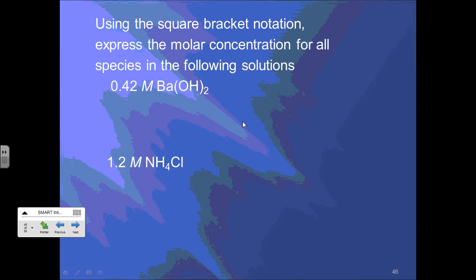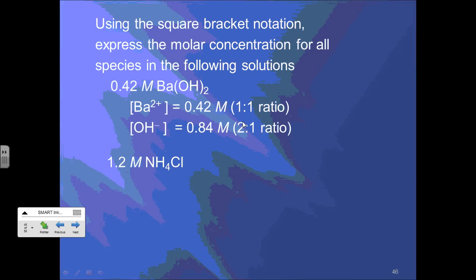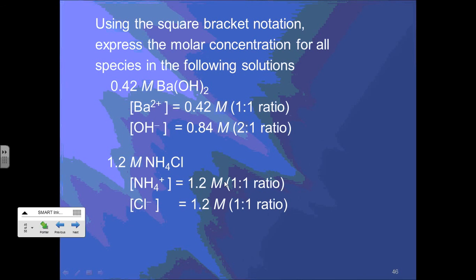Using the square bracket notation, we can express the molar concentration for all species in the following solutions. Barium 2 plus would be 0.42, whereas the hydroxide ion would be 0.84 because there are 2 respective constituent ions. In the case with the ammonium chloride, ammonium would be 1.2 molar because there's a 1-to-1 ratio, and then the chloride ion would be a 1.2 molar concentration because it's a 1-to-1 ratio.